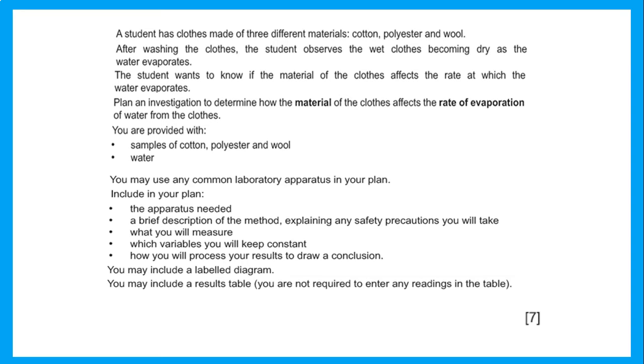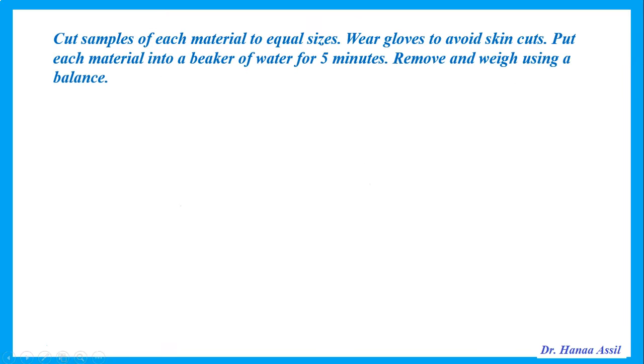So the first thing we're going to ask ourselves, we're trying to plan an investigation to determine what? How the material, so we're changing the materials, cotton, polyester, and wool, affects the rate of evaporation of the water. So the first thing we need to do is cut samples of each material to equal sizes to show that this is kept the same for all the materials. A safety precaution could be wear gloves to avoid skin cuts. Put each material into a beaker of water for the same amount of time, for example 5 minutes. Remove and weigh using a balance.